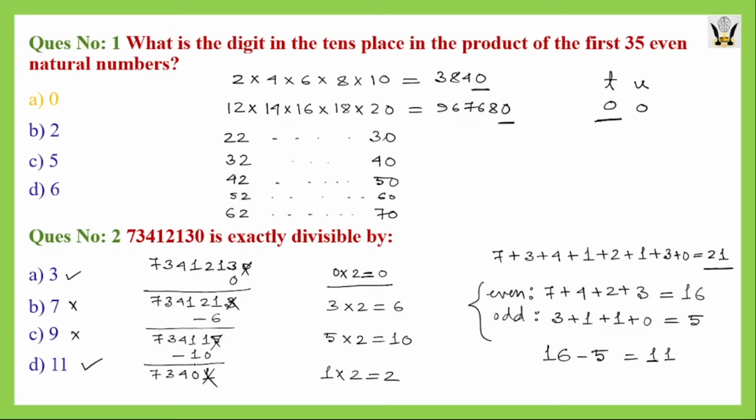And here we are checking all these options by applying the rules of divisibility that we have studied. Here we are not doing the real division. So for this question, the correct options are option A and D. Now we will move on to the next question.